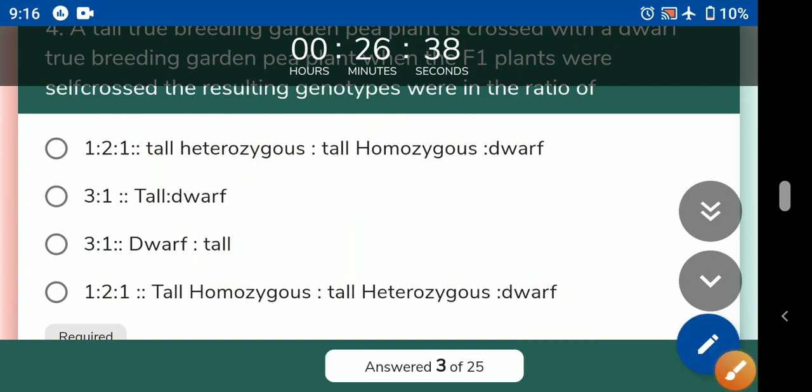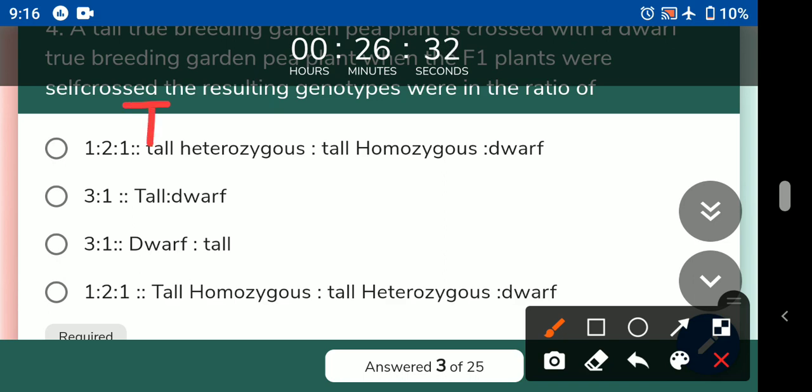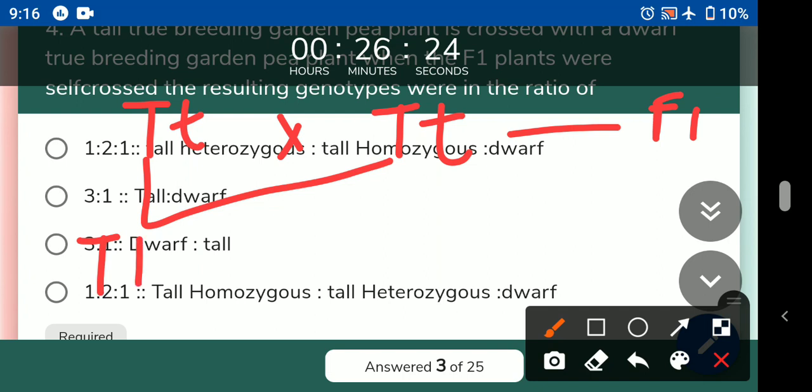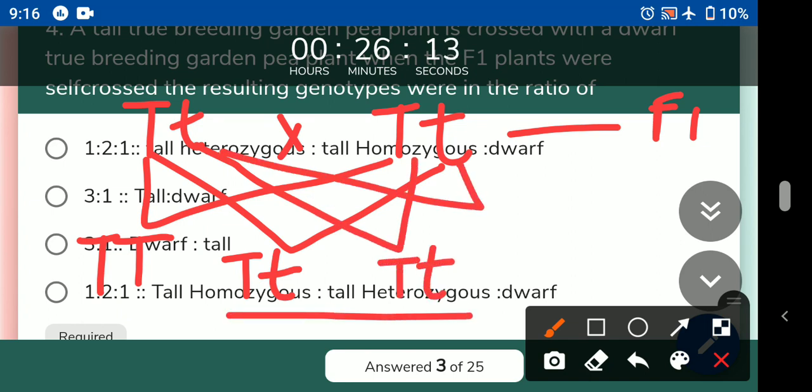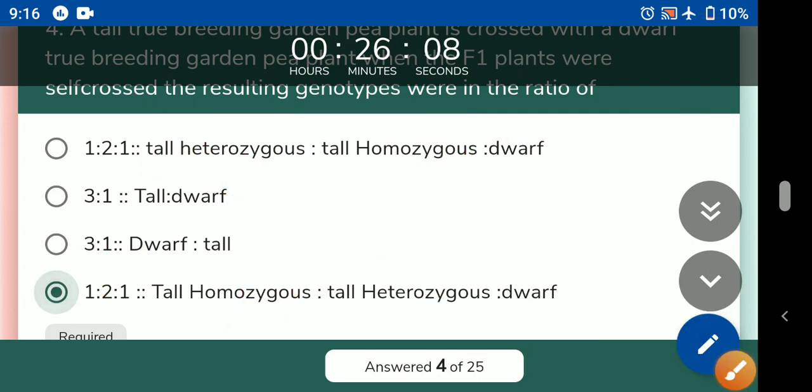Now the question is, if we have a cross between the progeny of F1, that is heterozygous tall, we have a cross. This is the F1 generation. Now homozygous tall 1, heterozygous tall, there are 2 heterozygous tall and one is homozygous short. So our answer is 1:2:1. One is tall homozygous, one is tall heterozygous, and one is dwarf.